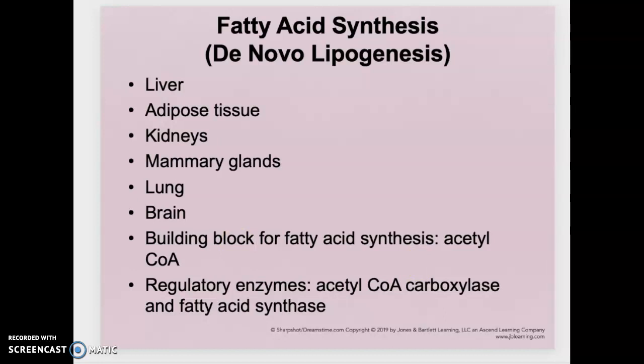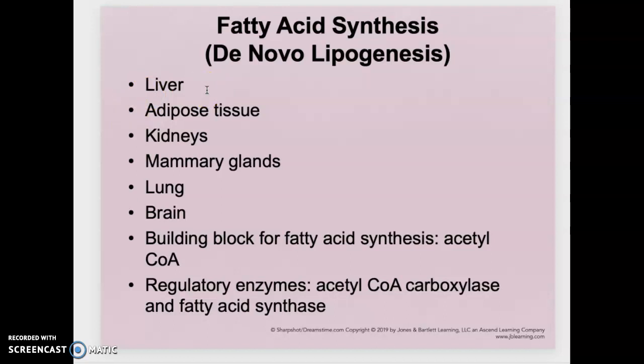Okay, so we know we can consume fatty acids through lots of different foods. We're going to talk about that. But we can actually synthesize fatty acids as well. This is primarily going to happen in our liver and in our adipose tissue, but it can also happen within the kidneys, mammary glands, lungs, and brain. But like I said, the liver and the adipose tissue are going to be where this is occurring most likely, or most often, with the liver being more predominant.